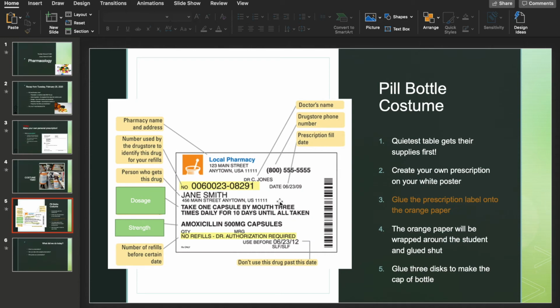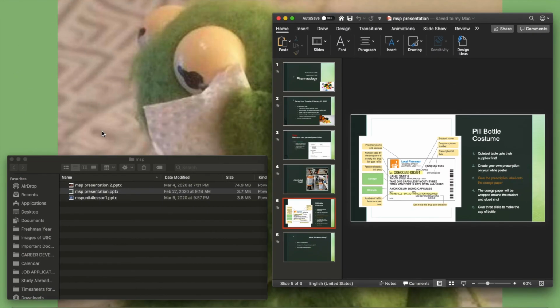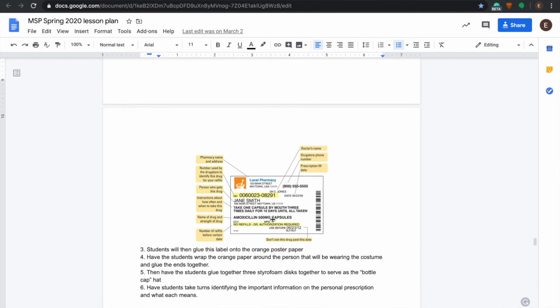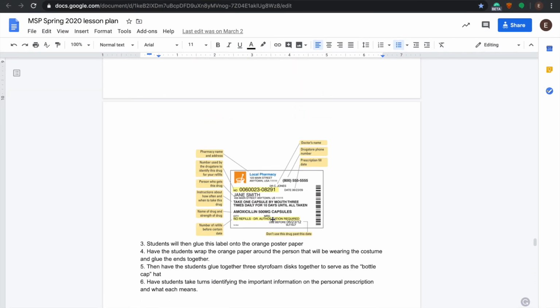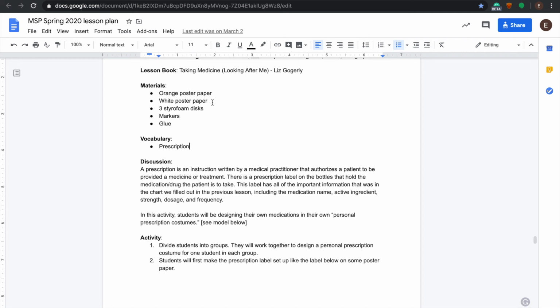And once they're done making this on the white sheet of paper, or writing it, they can continue on to the rest of the activity. Once they're done with this, you can hand them an orange sheet of paper, and they're gonna glue that on to the orange sheet of paper. Once they're done gluing, you can go with the student and staple it shut, because the orange paper is really hard. So you're gonna need to staple it.